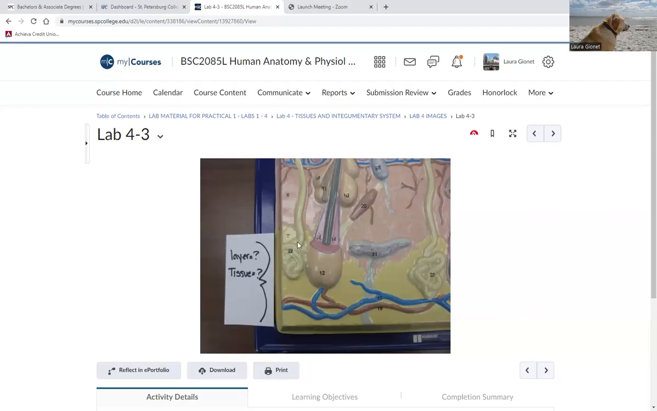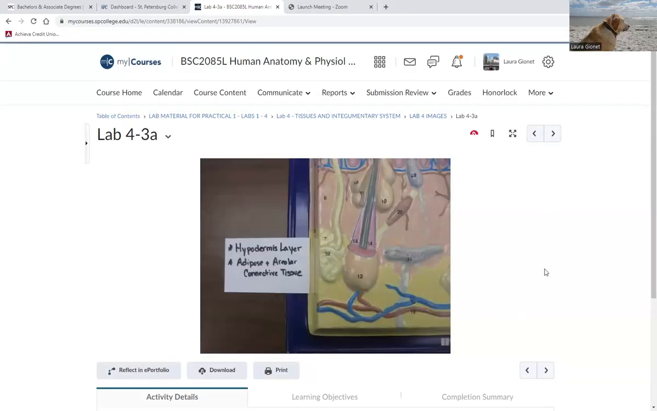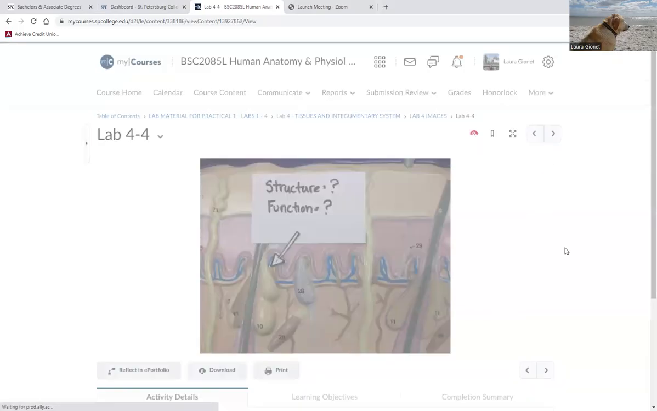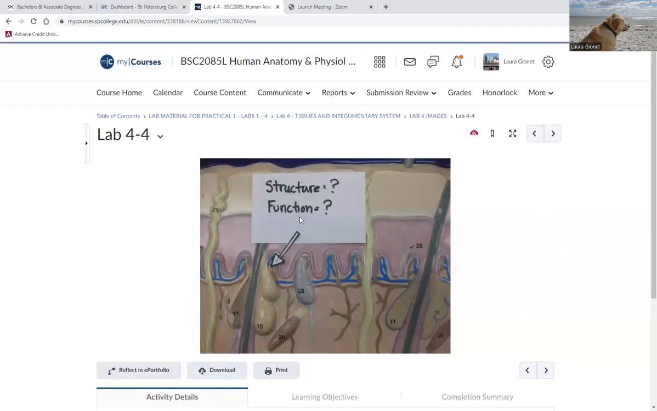Okay, and then where we have all the yellow and down, that is the deepest layer. That's your hypodermis or your subcutaneous. What tissues? Adipose connective tissue and areolar connective tissues. Okay, so now we're going to look at some of the particular structures that we want you to identify. And one is pointing to this oil gland here, this oil gland that surrounds the hair shaft.